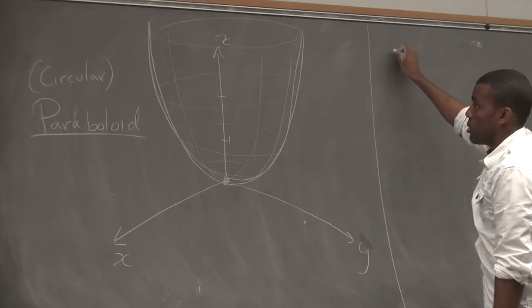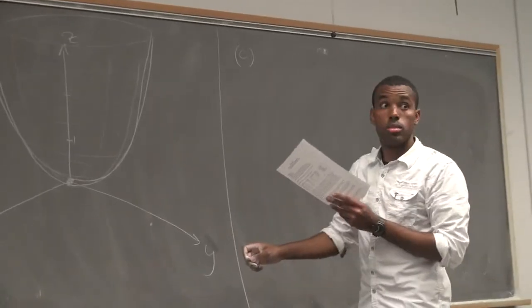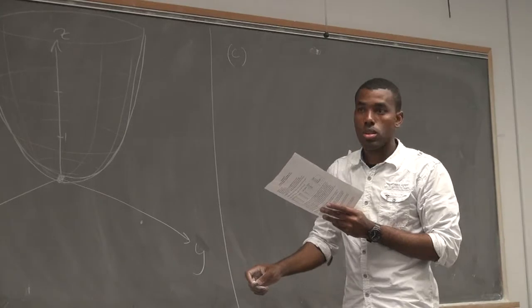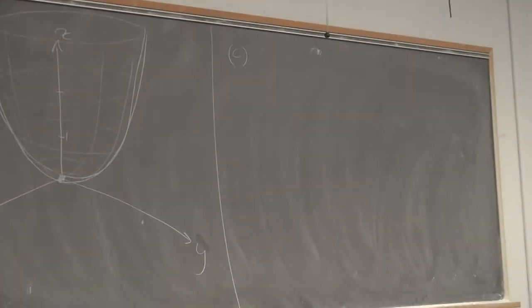Right? Here's a slightly different one. What shape was that? Ellipsoid. This was an ellipsoid. It's called an ellipsoid.